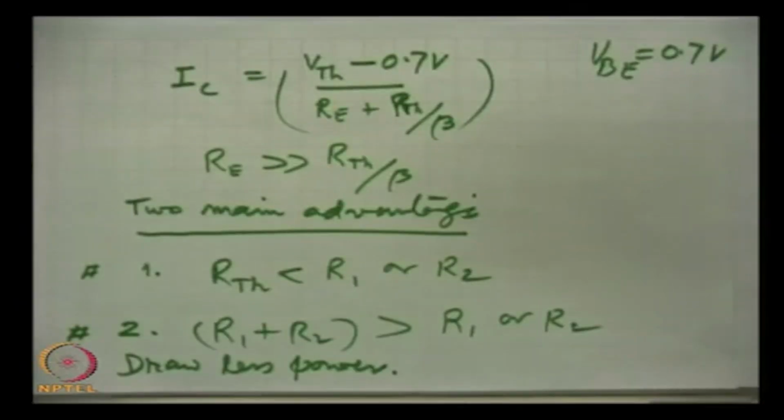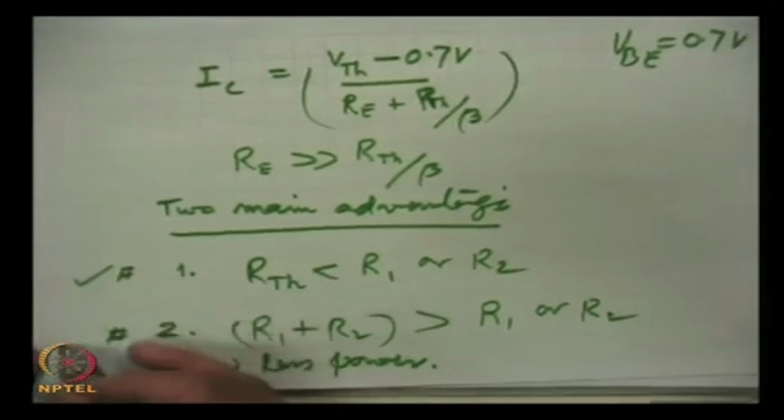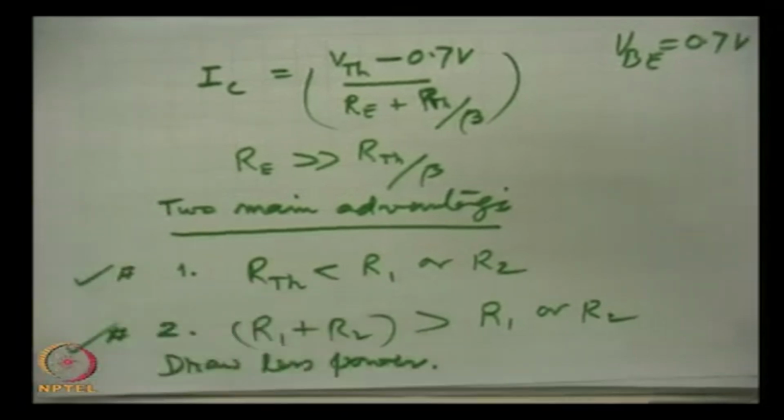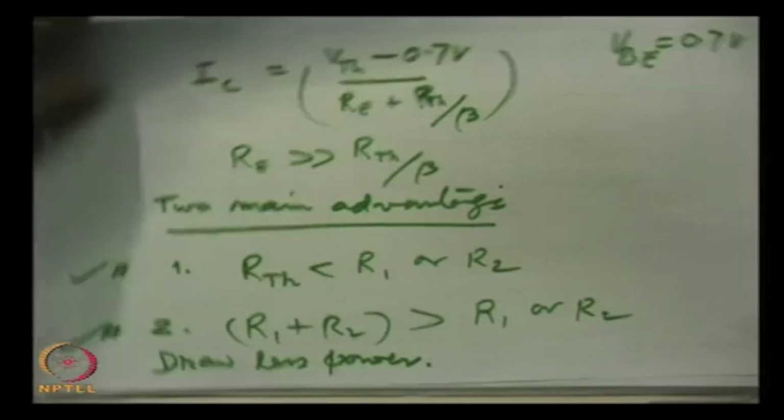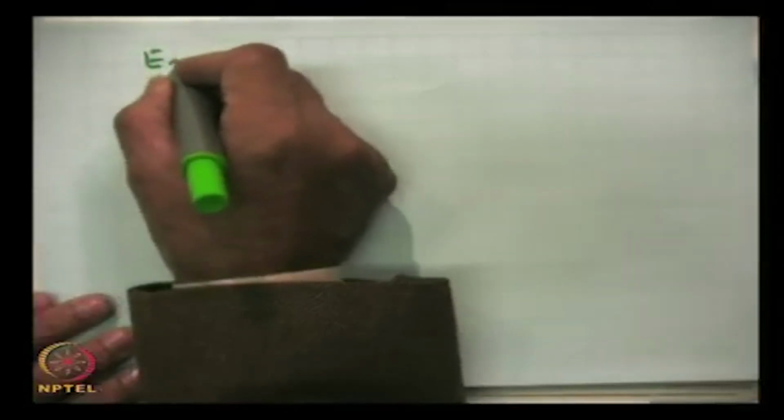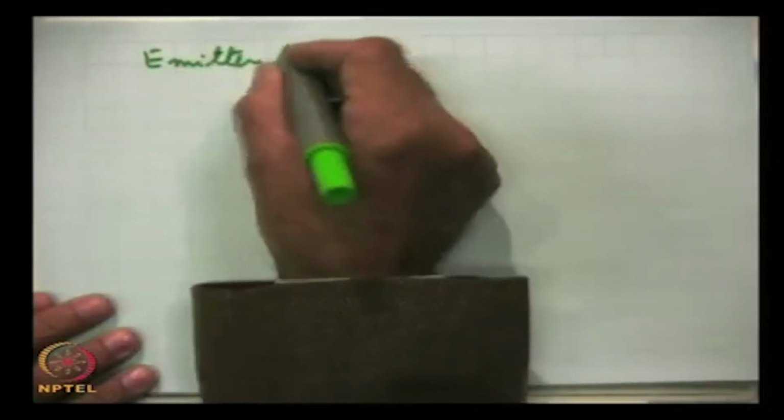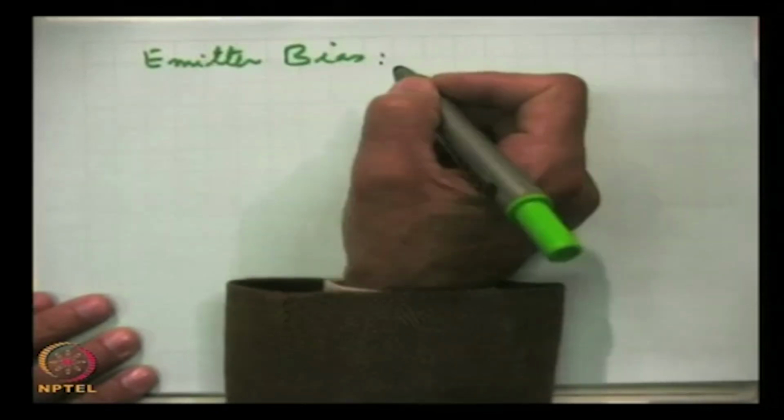So, this was about the self bias, and in spite of the fact that this voltage divider arrangement of the self bias makes use of one additional resistance, these two advantages are significant, hence this is the most widely used circuit. And now we move to another biasing scheme, and that is emitter bias.